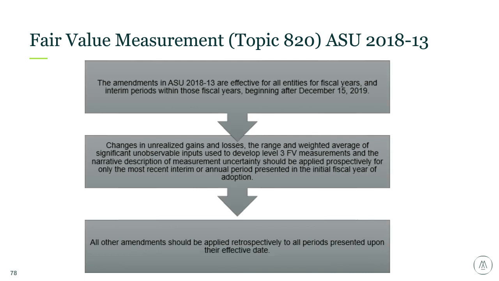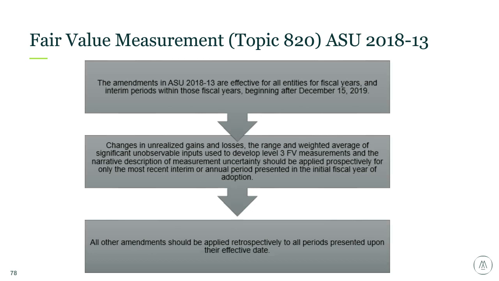So these new amendments are effective for all entities for interim and annual reporting periods beginning after December 15th, 2019. Early adoption is permitted for all entities. An entity is permitted to early adopt any removed or modified disclosures upon issuance of this ASU for which financial statements have not been issued or made available for issuance, and delay adoption of additional disclosures until their effective date.